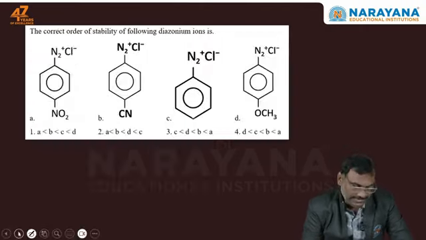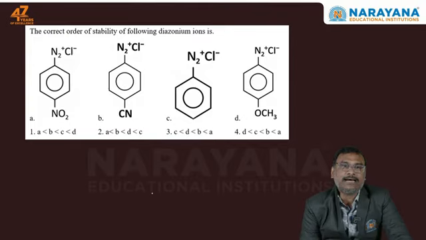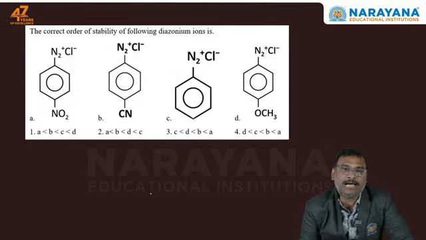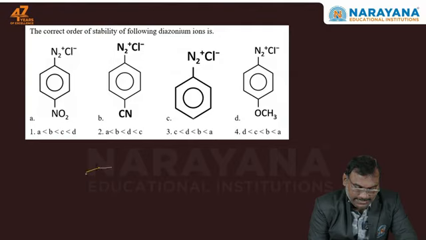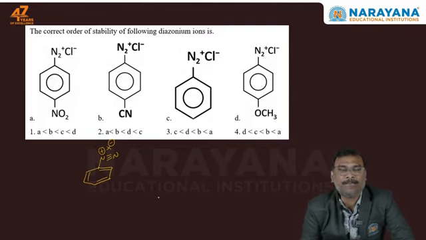Now let us go for the next question, students. Again it is also from organic chemistry. The correct order of stability of the following diazonium ions. Actually, let us see the diazonium ion. In this benzene diazonium ion, the positive charge appears on nitrogen. It is like an electron deficient species. That means groups or atoms attached to the benzene at ortho or para positions having electron donating power increase the stability.